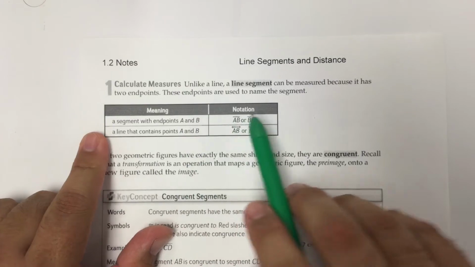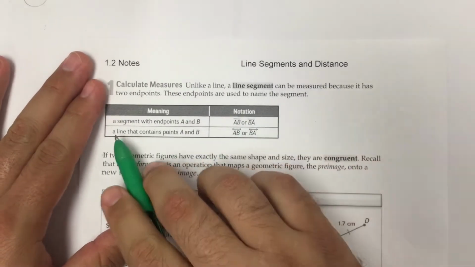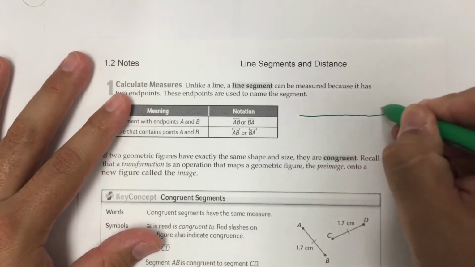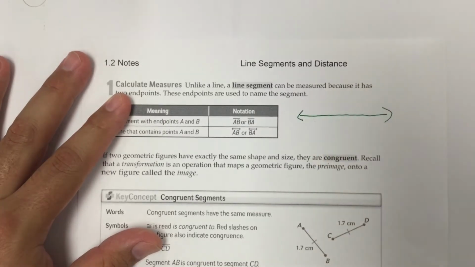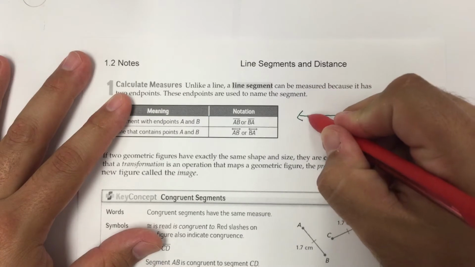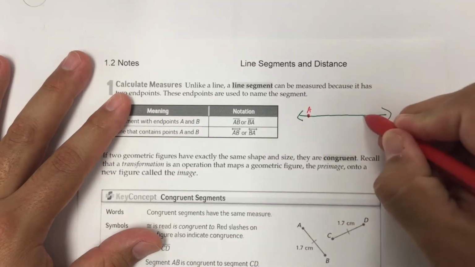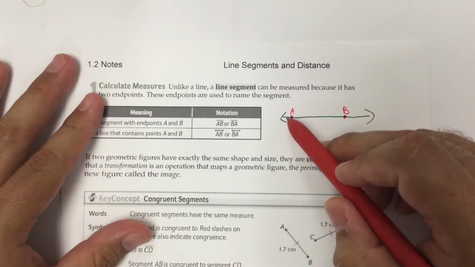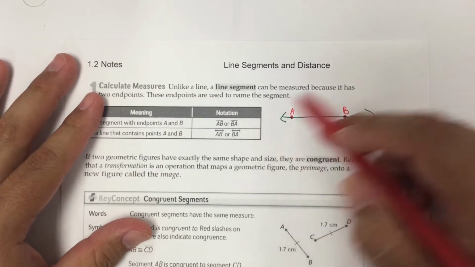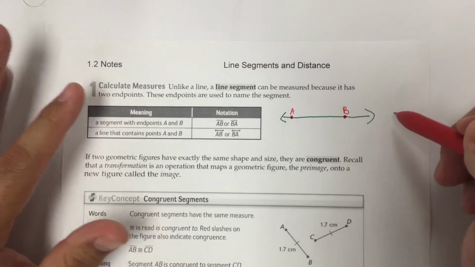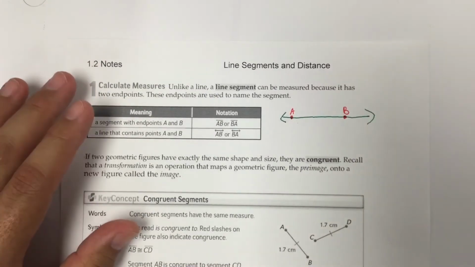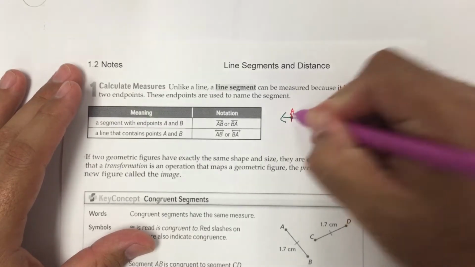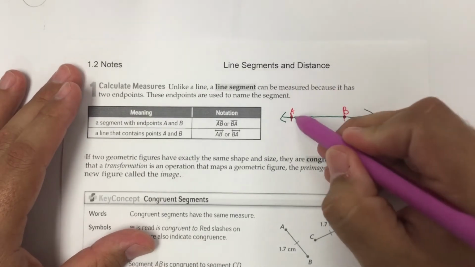So this segment ends between A and B. It looks something like this: a line that contains the points A and B. So here is my line that has the points A and B. Now this line still goes on forever towards A, as well as going on forever in the direction of B. But there's a small piece inside the line that we can measure because it has an endpoint and a starting point. This is that piece in between.